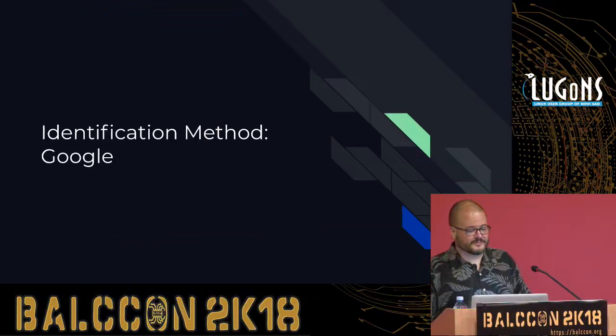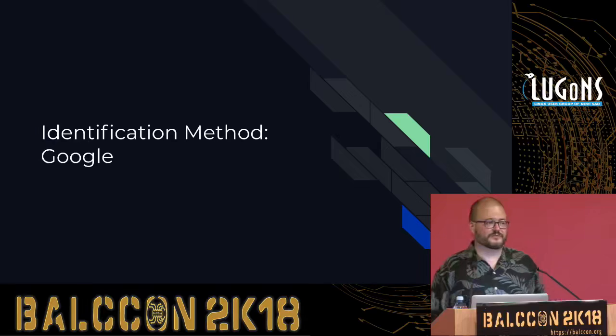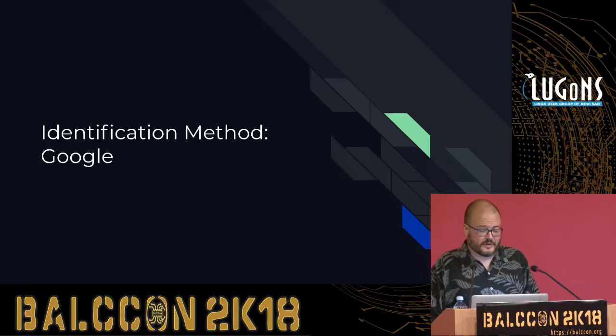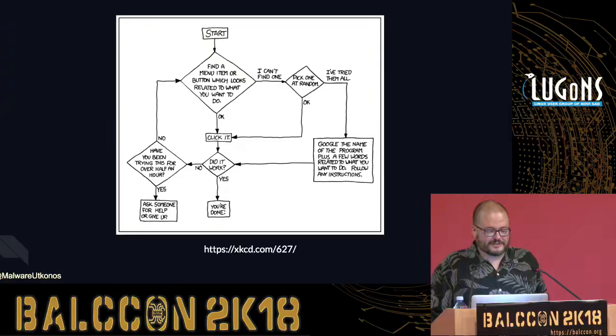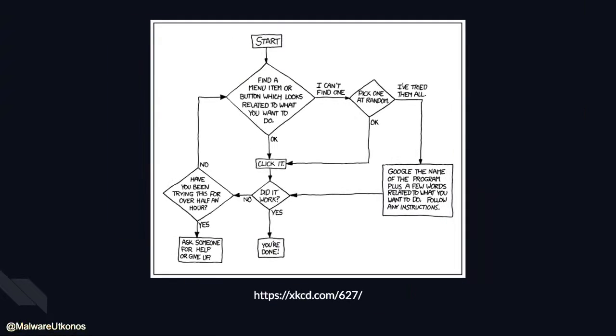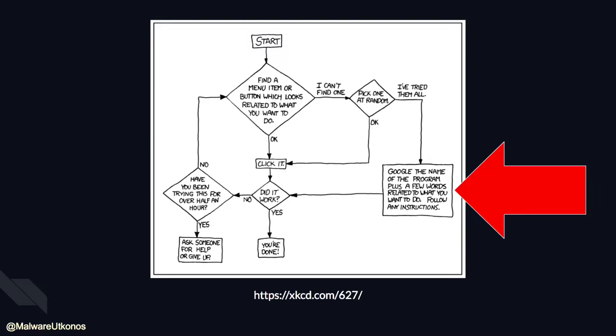And then there's also the most basic identification method: Google it. If you've got something, just start Googling it, and chances are you'll find something. You might find some result from Hybrid Analysis, or you might find something out there in a blog somewhere else. Can't hurt to Google it. And there's the requisite XKCD cartoon about how to become an IT expert, which is Google it: find a menu bar item, blah, blah, blah. And then this is the most important part: go to Google, type in the program name and a few words related to what you want to know.